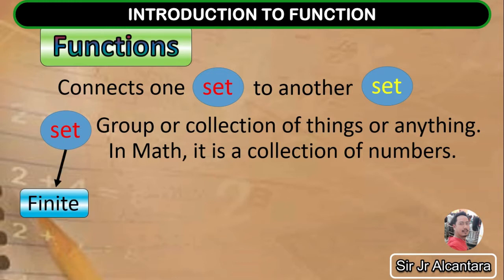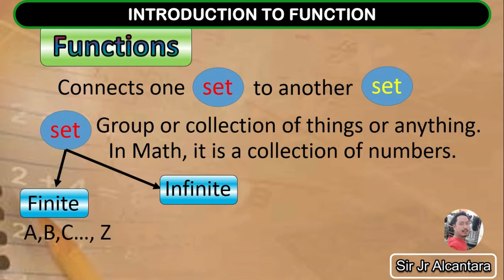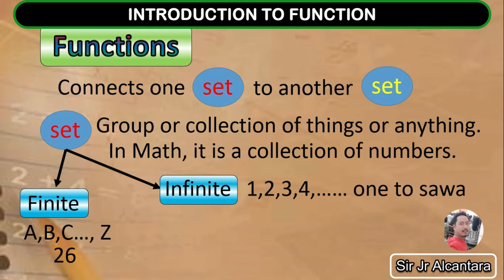Sa set, merong finite at merong infinite. Ang finite, it is yung A, B, C hanggang Z. Finite siya. Ilan yon? 26. So, yun ang finite, nabibilang. Ano naman ang infinite? Ang infinite, 1, 2, 3, 4, 5, 6, hanggang diretso yan, mapapagod ka. So, yun ang infinite. Infinity. So, yun ang dalawang klase ng set, ang finite at ang infinite.